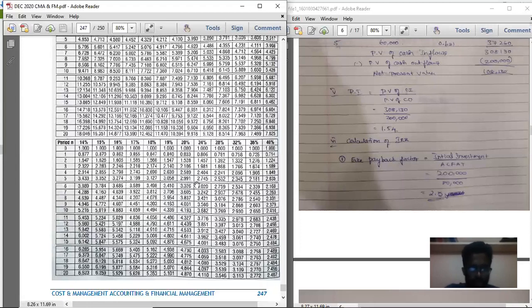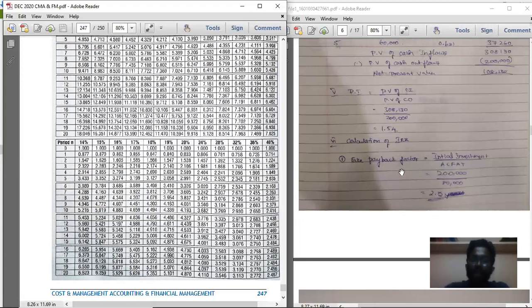So 2.5, it is falling between 24% and 28%. No, it is falling between 28%, that is 2.532, and 2.345. It is falling between 28% and 32%. Okay, see the value is 2.5. 2.5 is in between 2.532 and 2.345, because 2.532 is greater than 2.5 and 2.345 is lesser than 2.5. So it is falling in between 28% and 32%.